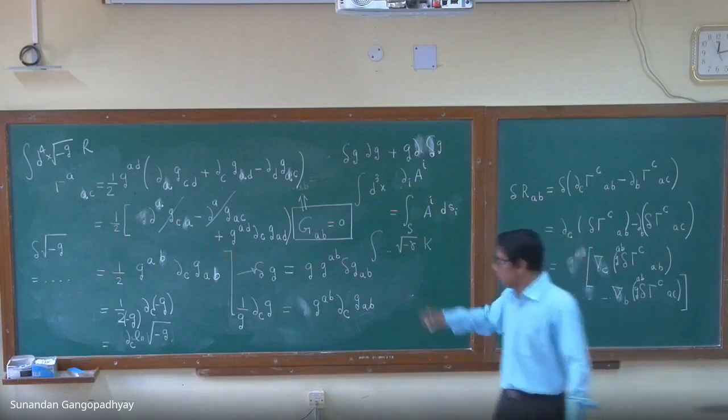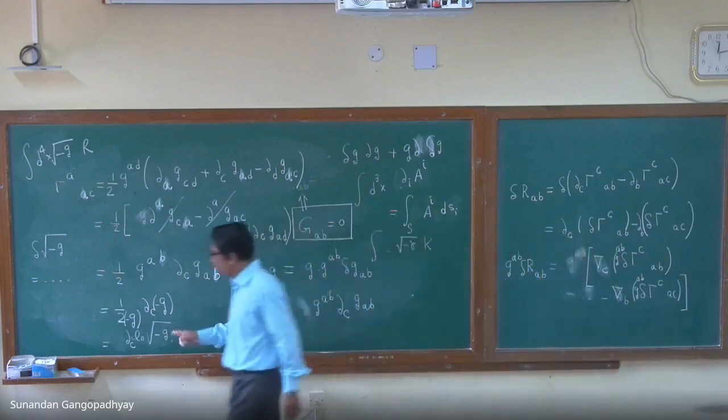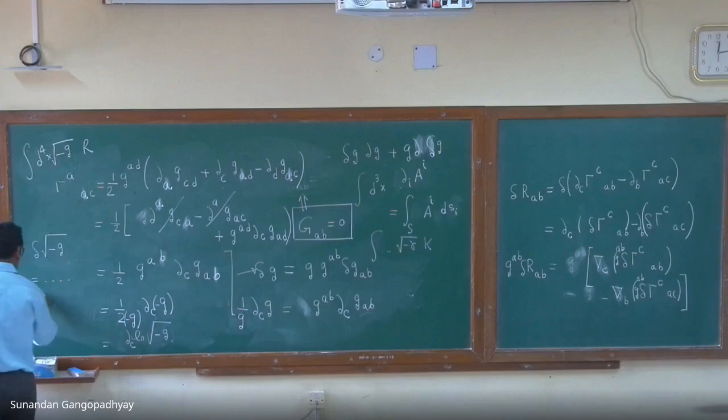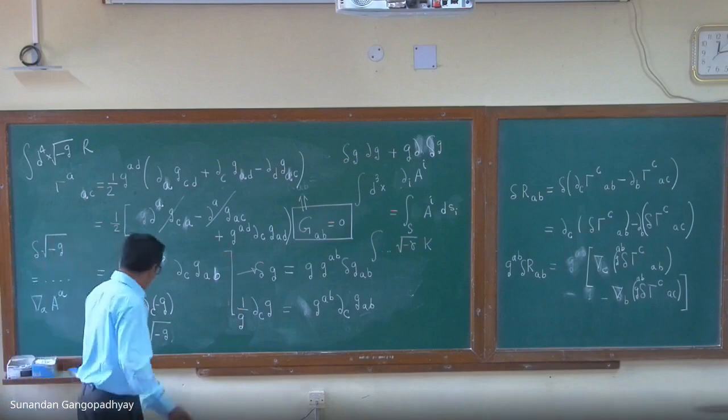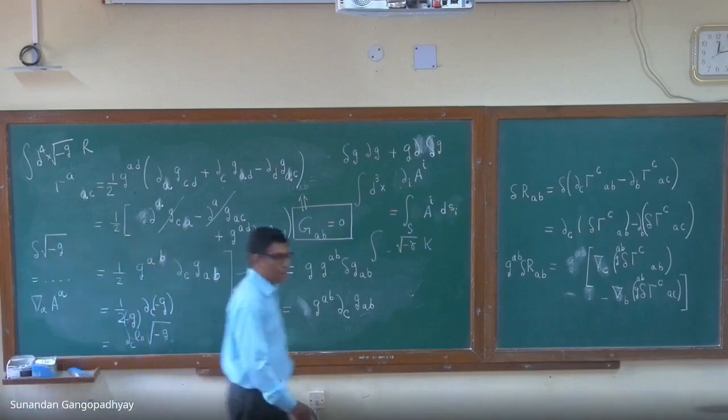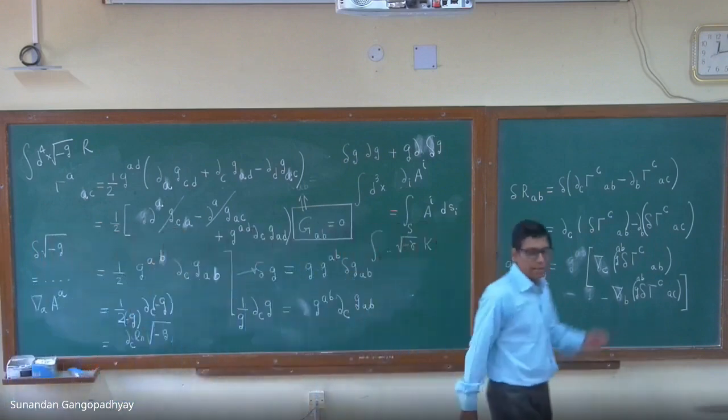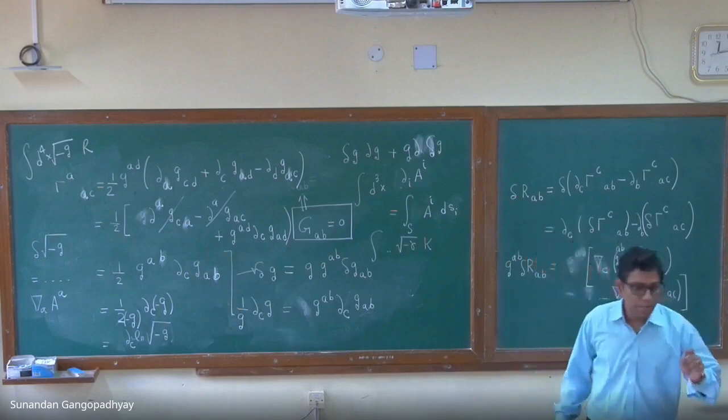And using this identity, you now need to calculate what is this thing. You have to use this. So you will be able to prove the other assignment. This is a two-line proof.